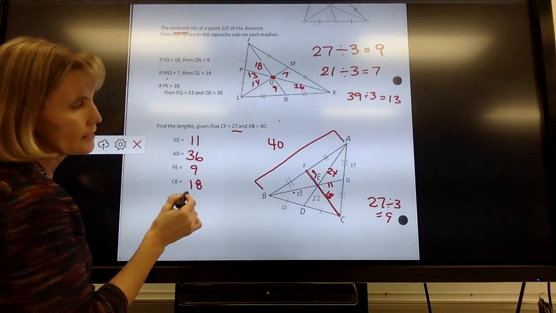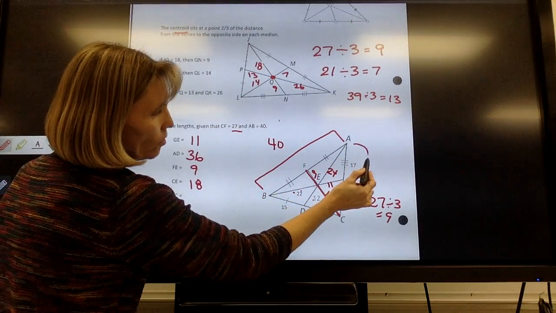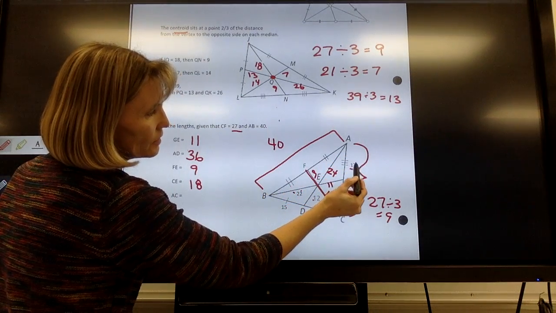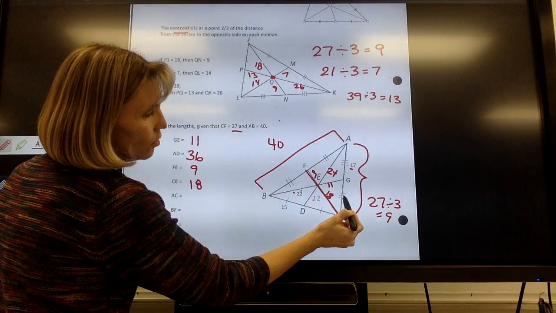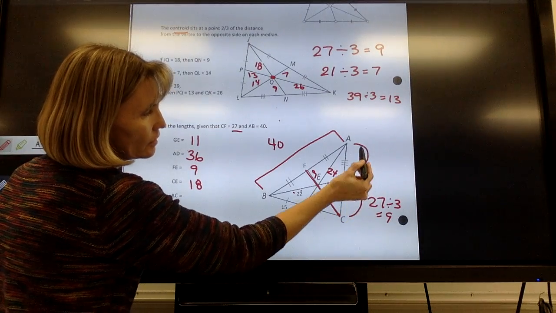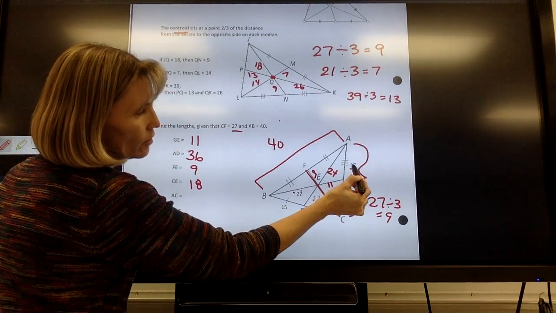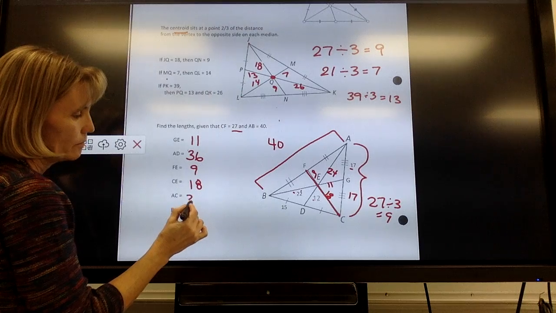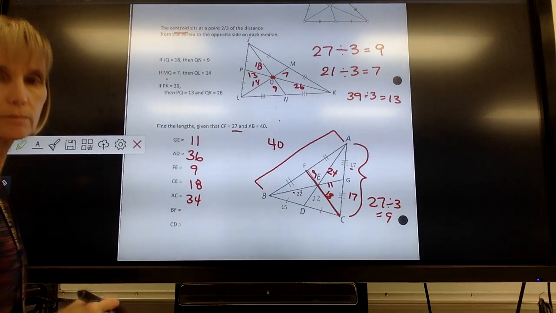The distance from A to C, okay, if you're going to go all the way across here from A to C, well, if this is 17, has 3 tick marks, over here with 3 tick marks has got to be 17. So the distance all the way down, you're going to add 17 plus 17. That's 34.